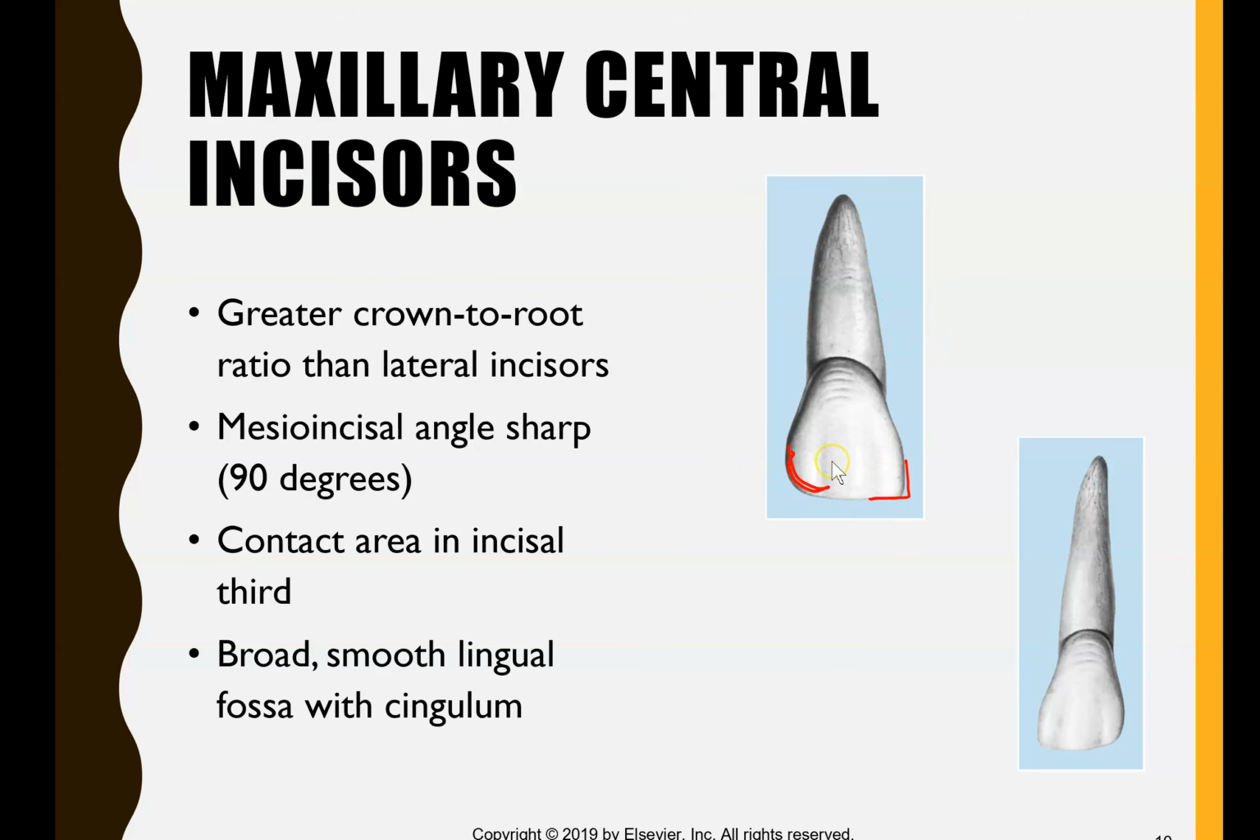So what tooth do you think this is? Do you think this is the 1-1? Or do you think this is the 2-1? Do you think this is your right or your left? This is the 1-1, because the 1-1 has a sharp mesio-incisal angle and a rounded distal.